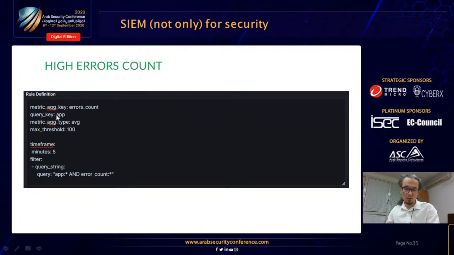High error count is basically the same thing, but only for errors. We are grouping it only per application. So the error count will be per application, and the threshold is 100.